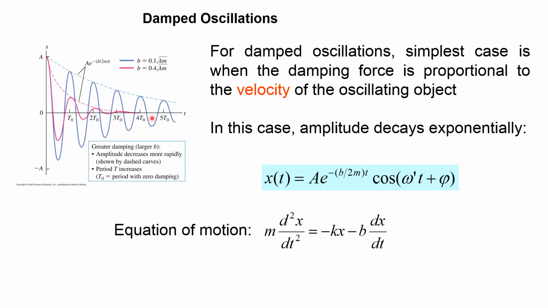And when there is damping, the equation of motion becomes complicated. It becomes an exponential function as shown in this equation, where the displacement x(t) is equal to amplitude times e to the power minus b over 2m t, where b is the damping coefficient, times cosine of omega t plus phase angle. This b is what you call the damping coefficient.